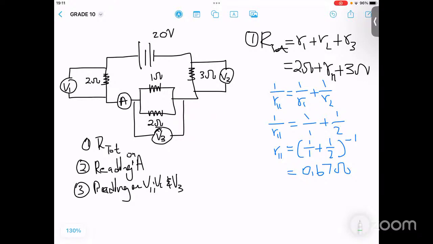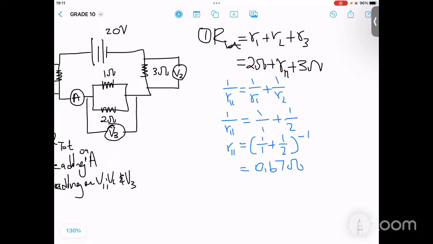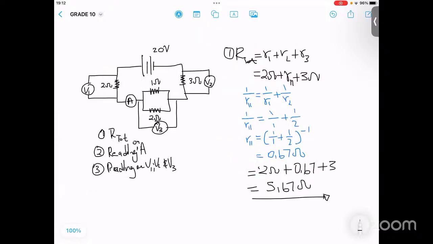So now you can finalize your answer and say, okay, I had my 2 ohms there that I need to add to 0.67, and then add 3. So finally, it looks like you have 5.67 ohms as your total resistance. So that's how you answer that first question, honorable members or members who are honorable.